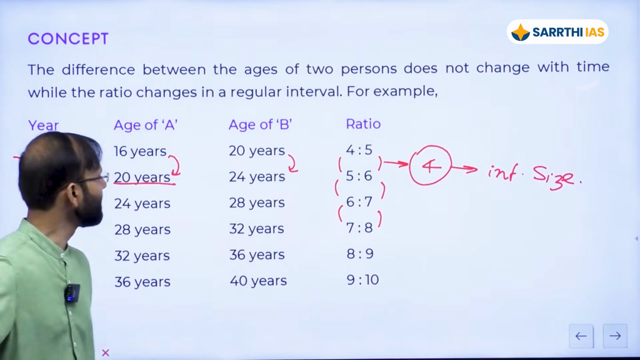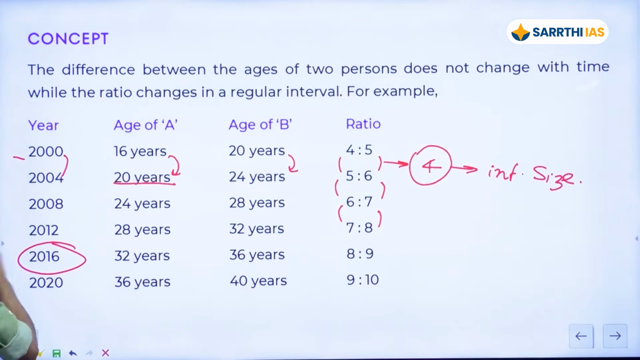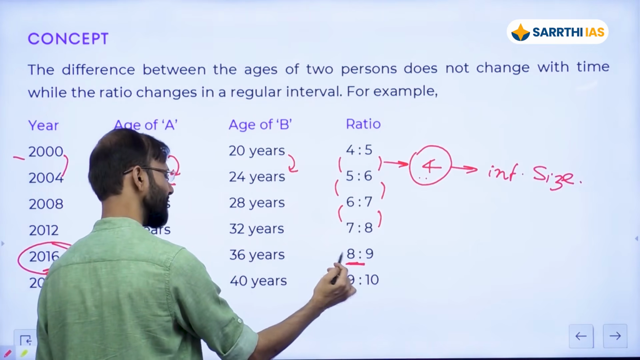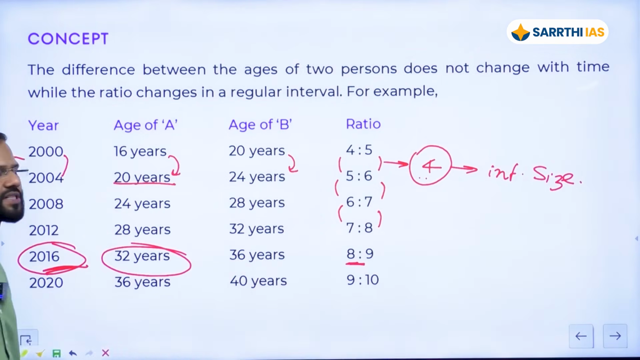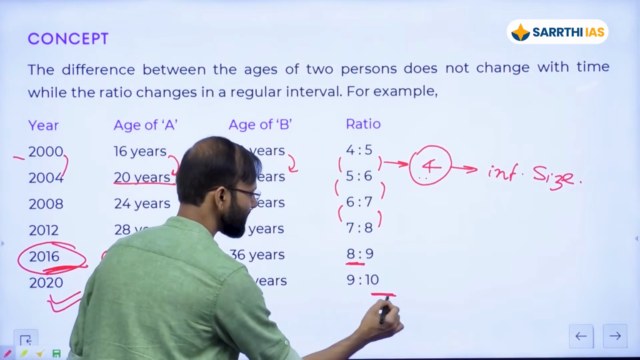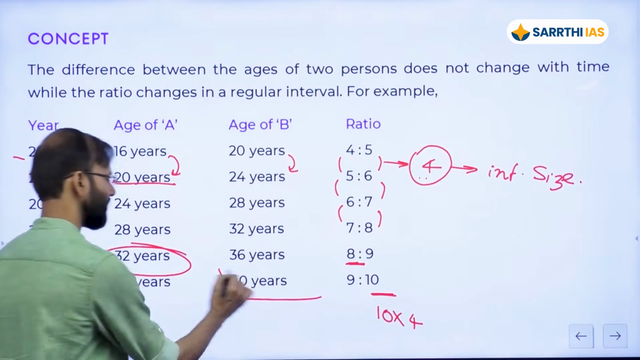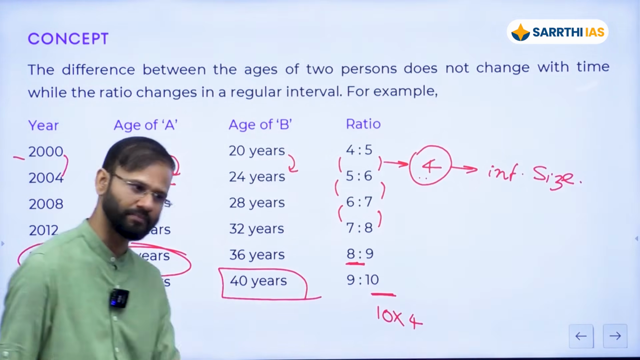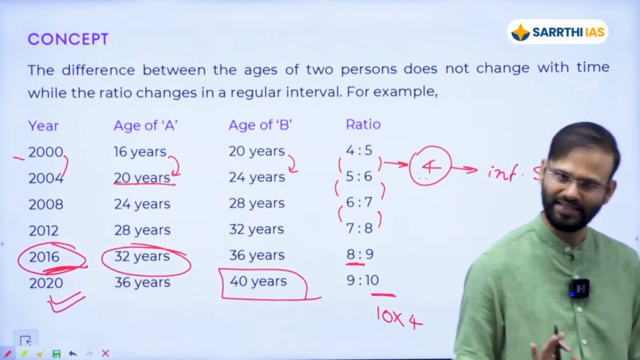For example, I need to find the age of Mr. A in 2016. Right, everyone? I need to find the age of Mr. A in 2016. So 4 is the interval size and this is 8. So 8 into 4 is 32. So the age of Mr. A in 2016 was 32. Guys, it is clear? Right? For example, let's say I need to find the age of Mr. B in 2020. 2020 is 10 into 4. So the answer is 40. Guys, it is clear? So interval size into corresponding ratio term. That's it. Guys, it is clear?